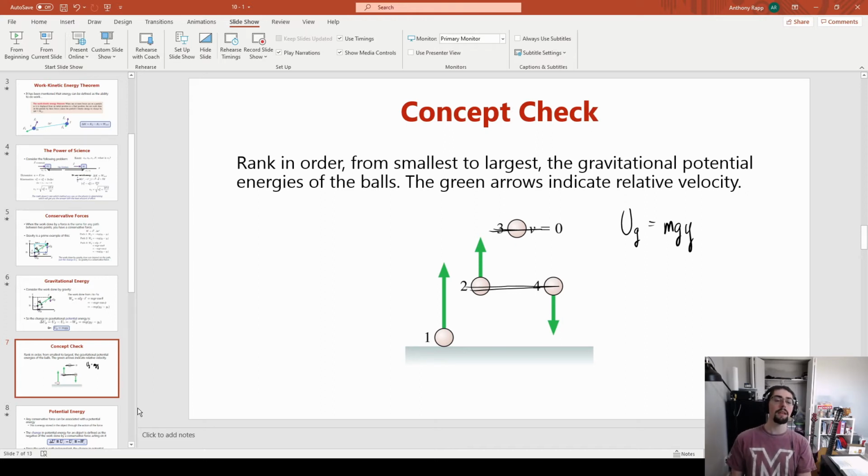2 and 4 should be equal potential energy because the kinetic energy has no real bearing on our potential energy. Right? I can convert between the two, but just because I have potential energy doesn't mean anything about my kinetic energy. Does that all make sense?